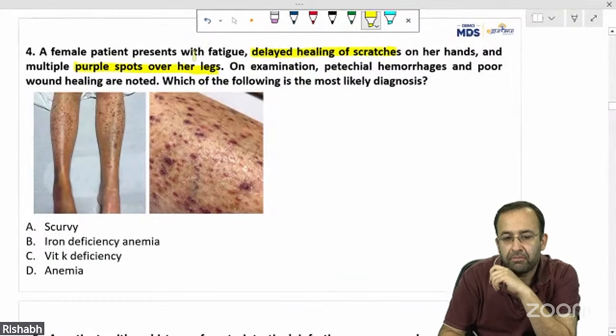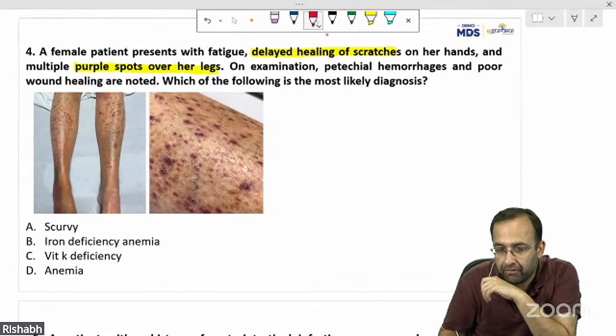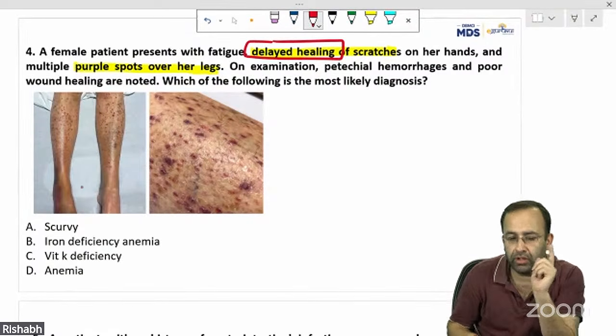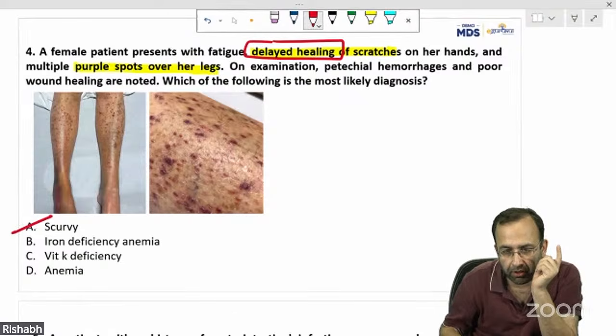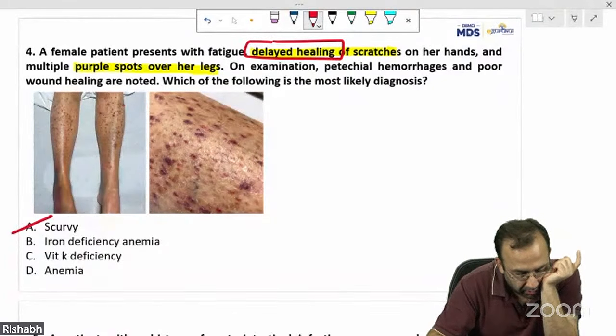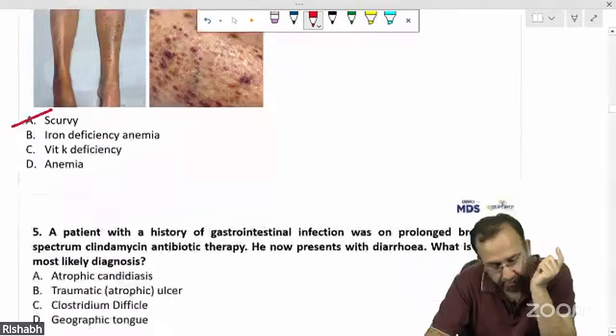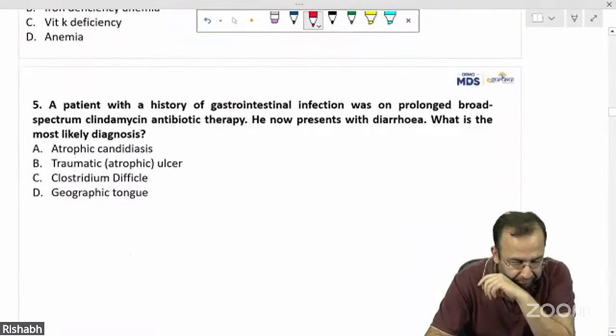Next question. Scurvy. When we talk of delayed wound healing along with spots and all, it is scurvy. It was one of the first questions.